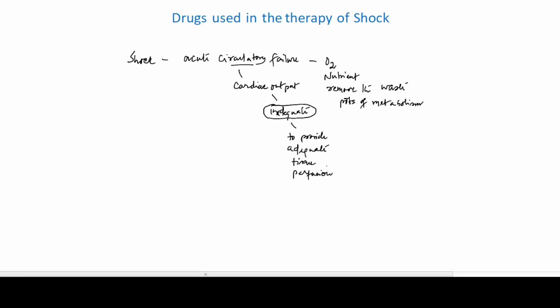Because it's not adequately perfused, there are inadequate amounts of oxygen reaching the tissue, inadequate amounts of nutrients, and the waste products of metabolism are not removed efficiently. If this is not treated, then it can be life threatening to the organism. And so that's the importance of the drugs used in the therapy of shock.